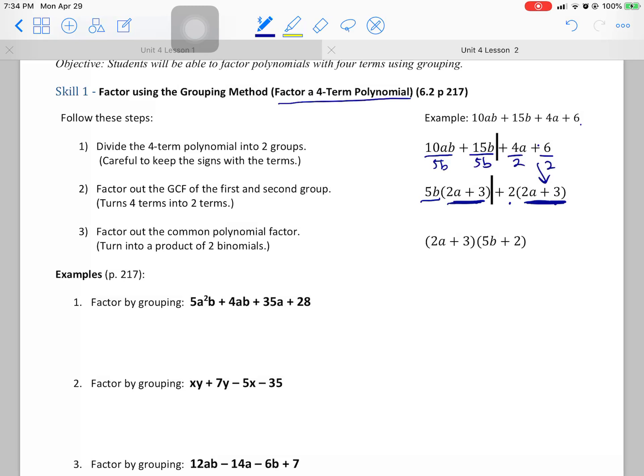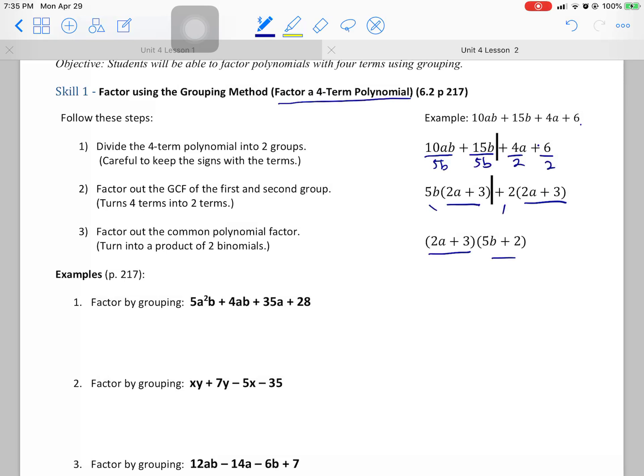And you can always check. Distribute this back. That's 10ab, that's plus 15b, that's plus 4a, that's plus 6, right? That's what we started with. So whatever you're coming up with, you should be able to distribute to put them back, okay? So what we do from here is we notice that this is the greatest common factor, so we write that down once, and everything that's left goes in the parentheses together.